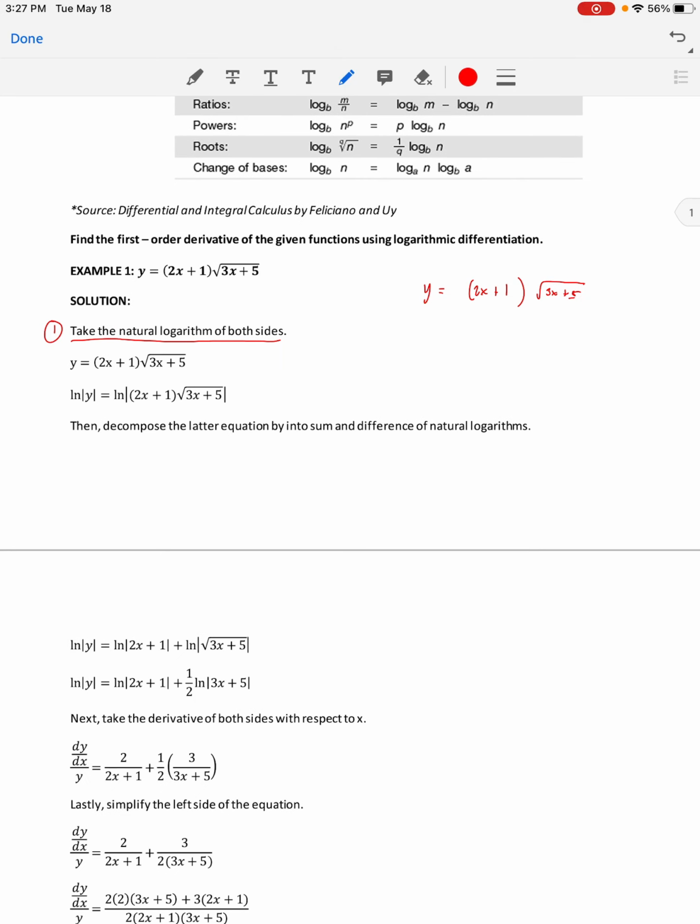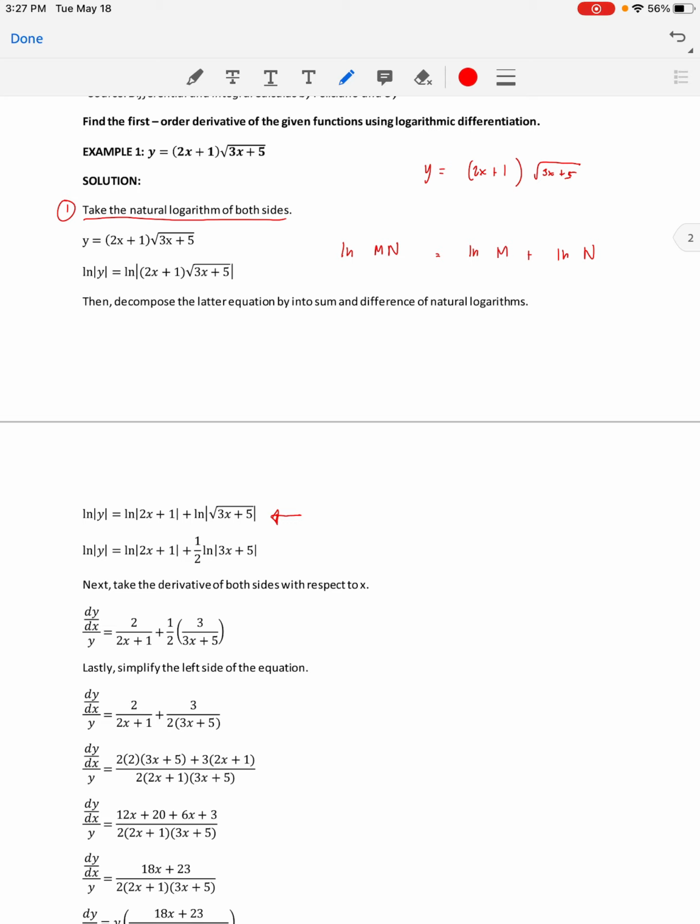If you have ln of m times n, you can express it as ln m plus ln n. So that is what happens here, the decomposition. Then regarding the square root, it just becomes a 1/2 coefficient. That is the property involving powers.